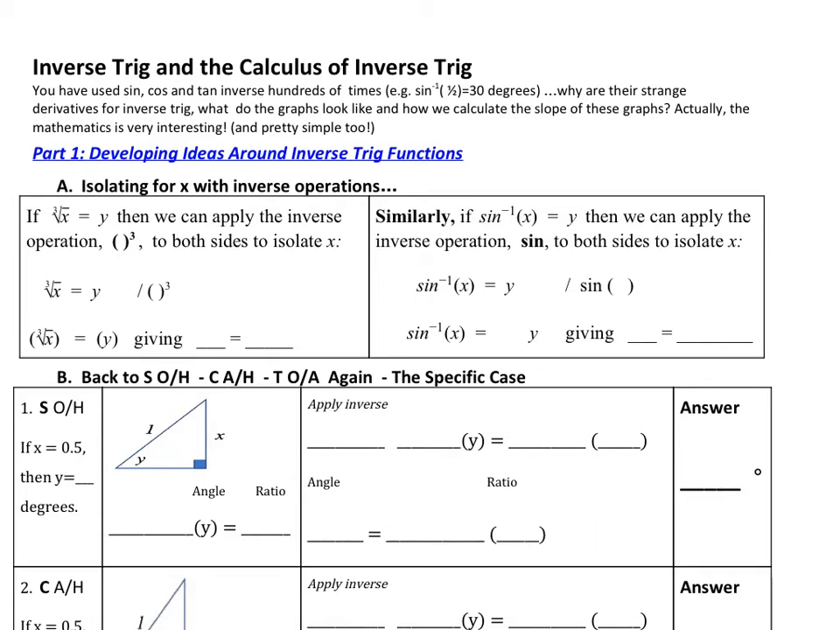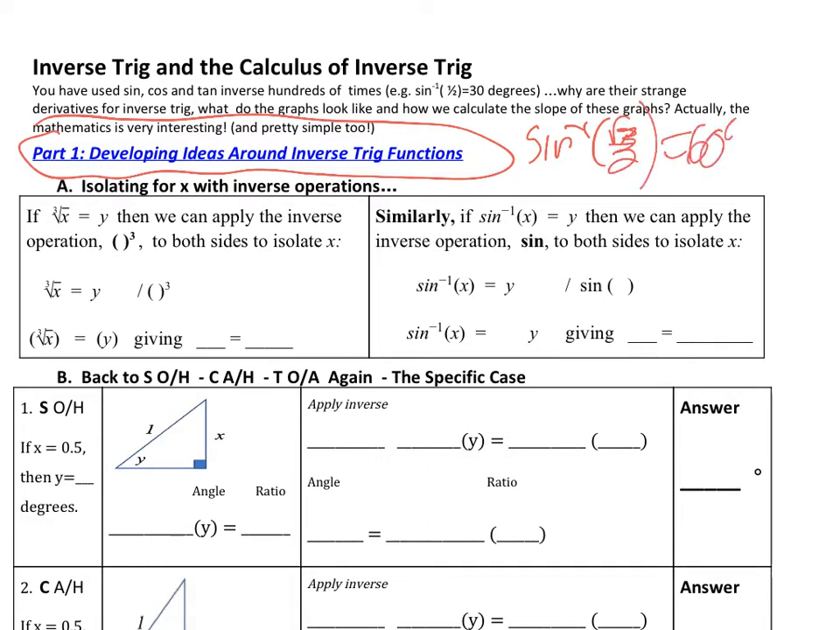So first thing I want to talk about is to develop the ideas around what inverse trig functions are. And you've used inverse trig many times, like sine to the negative 1 of, oh, I don't know, root 3 over 2. And you've known that that's 60 degrees, right? So you've used it many times. If you've taken physics, you've done it many, many times. So let's start going through this.